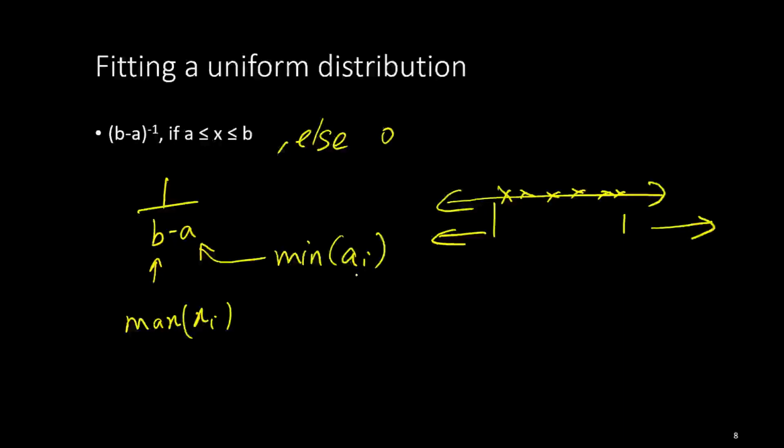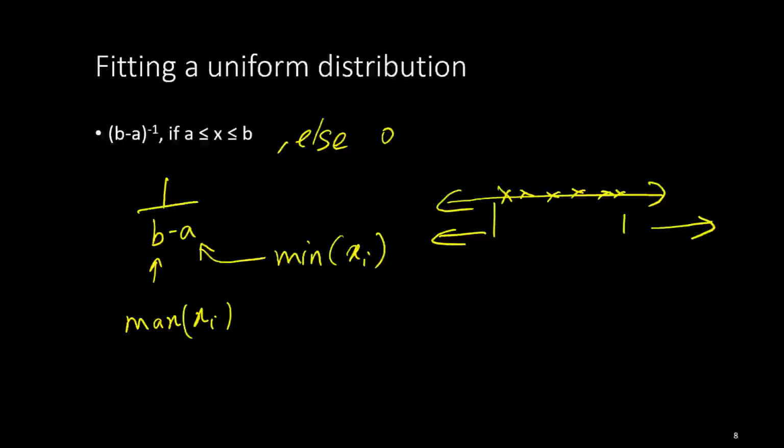So if we perturb a and we make it slightly larger than min of xi, we are going to miss the lowest xi. Then that min of xi will be 0 according to the distribution, and consequently with the IID assumption everything is going to be 0.